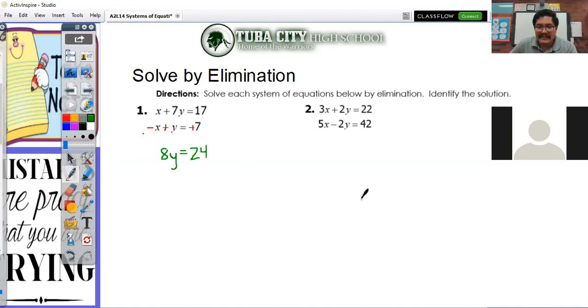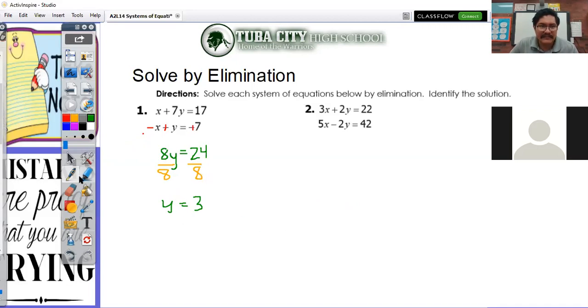And that makes sense. As far as I know, most of these are going to be whole numbers, although I think there are going to be some fractions as well. And keep going. So I'm going to divide both sides by 8. So y equals 3. But again, we're only halfway done. Well, not halfway done. Like, this is not half of the work.